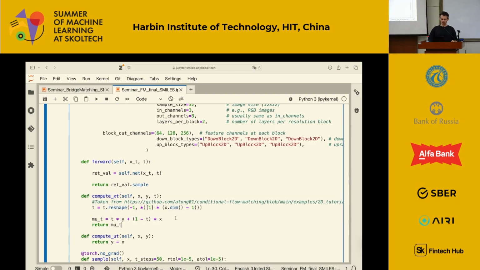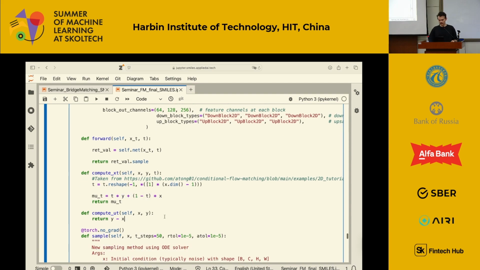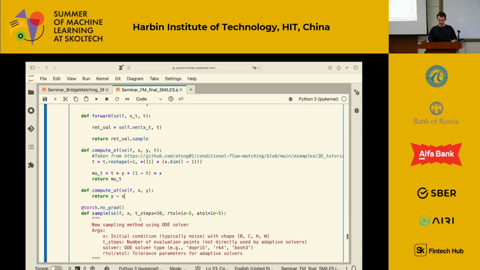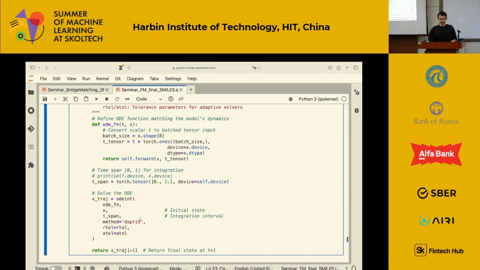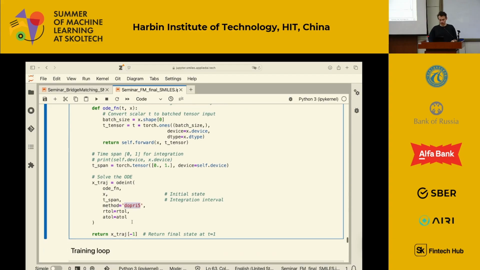In compute XT, we just again compute this linear interpolation that we implemented in the first toy problem, which again is just linear interpolation. And then as a target for our regression, we just take the difference of x0 and x1. Sampling is done the same way as previously, by using the torchdiffeq library with again the Dopri5 solver, because this is a very good solver.